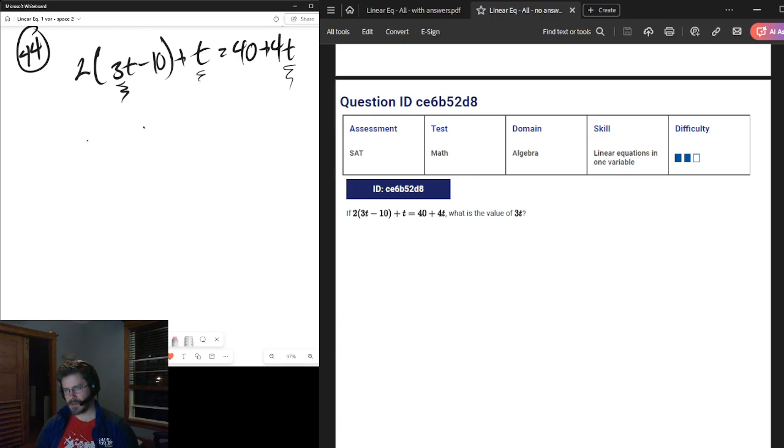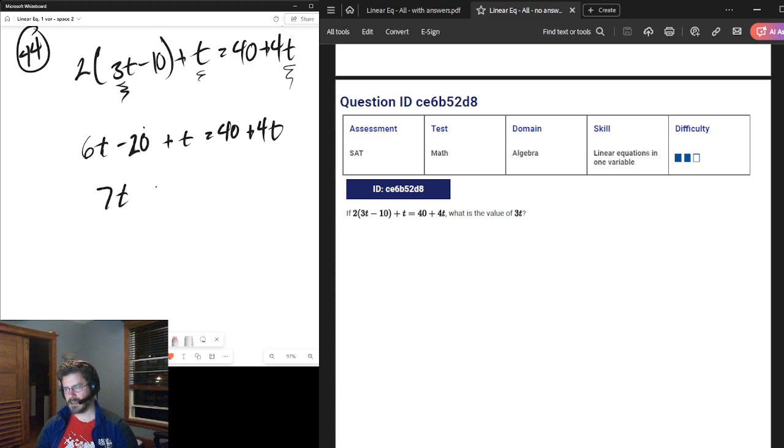So we're going to go ahead and distribute: 6t minus 20 plus t equals 40 plus 4t. Combine like terms. So we got 7t. I'm going to go ahead and move the 20 over. Equals 60 plus 4t. Bring the 4t over. We get 3t equals 60. Oh, 3t is 60. Haha. It worked out right at the end. Okay, 3t is 60. Don't need to continue.